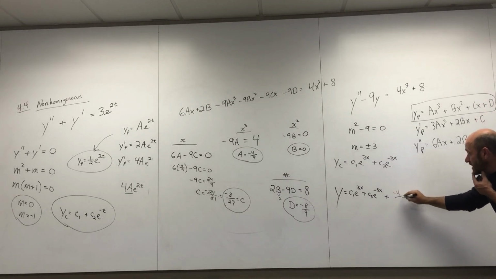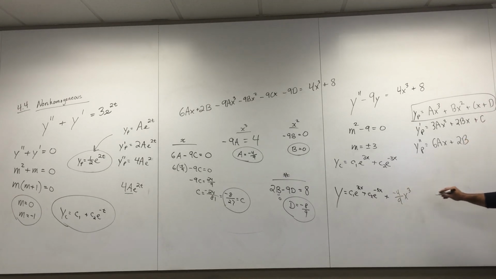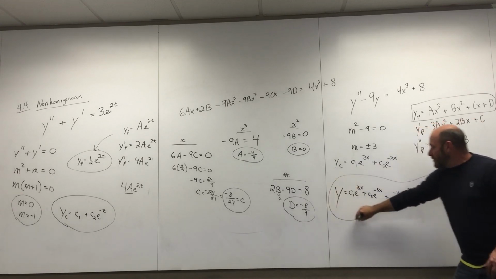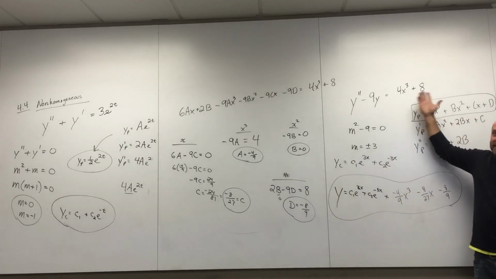Negative 4/9 x cubed. 0x squared, that's pretty sweet. Negative 8/27 x. And negative 8/9. Wow, you guys are awesome. We found the solution to this DE.